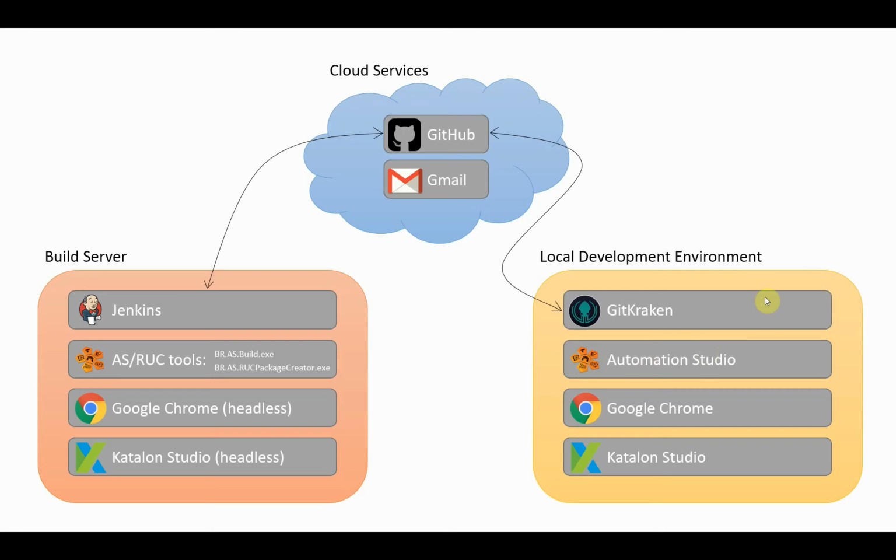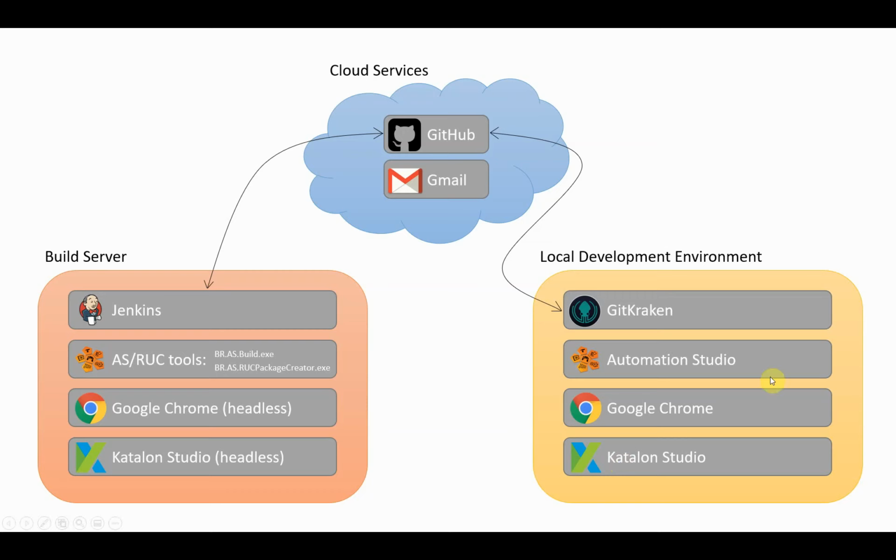GitKraken is my local Git client that I'm using for version control. Google Chrome is used to pull up the UI for manual testing and verifying that the UI actually looks the way it's supposed to. And Katalon Studio, as we'll see in a few minutes, is the tool for automating the web testing portion of things. So that's the local development environment.